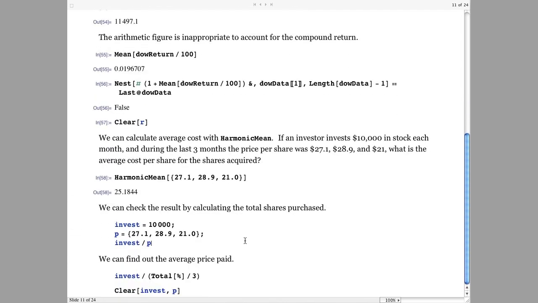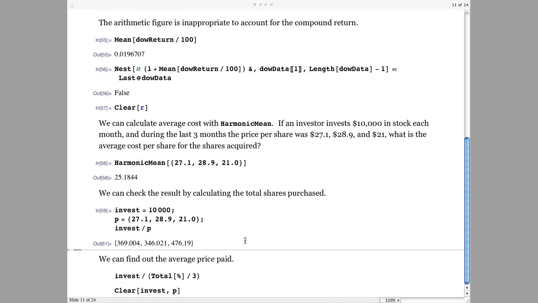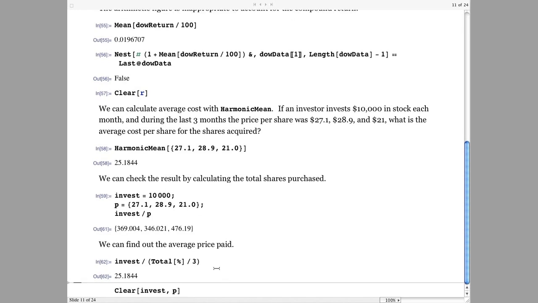Let's check the result. Here we calculate the total shares purchased and find out the average price paid. Notice the results agree with harmonic mean.